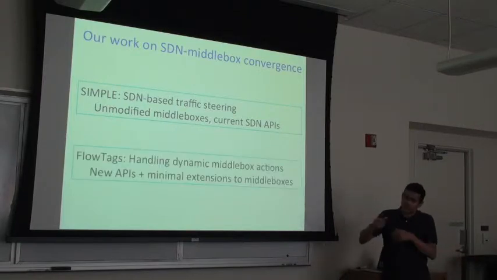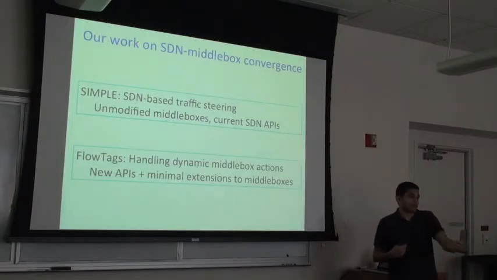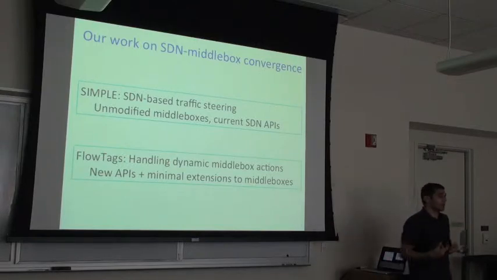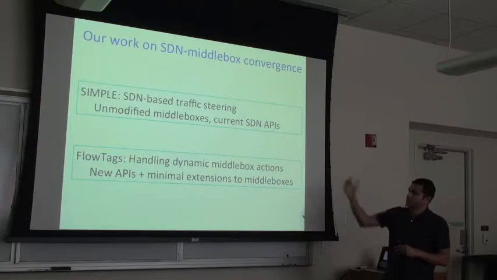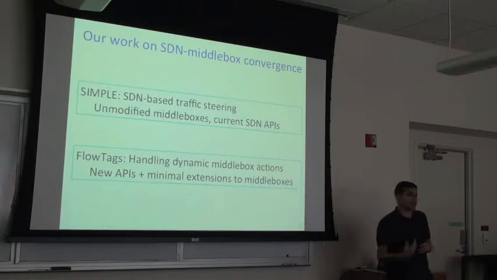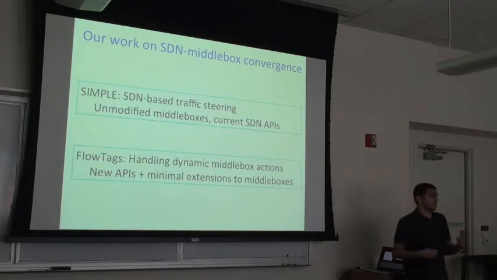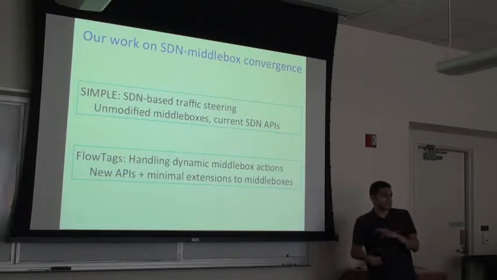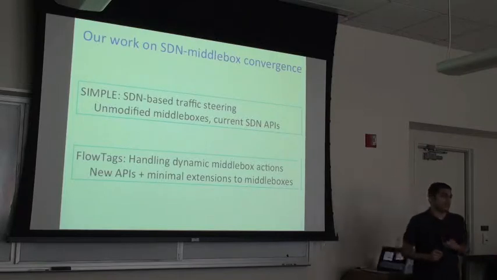And going forward, in this process we said, okay, let's try to push the limits of the current world, and we did hit some bottlenecks. These were fundamental bottlenecks that we couldn't quite solve with a purely backwards compatible approach. That's where we came up with a new extension to SDN called FlowTags, which is about how we handle some of the more proprietary hidden actions of middle boxes, allowing a cleaner way to integrate them inside the SDN code. So this talk is about these two pieces of work.